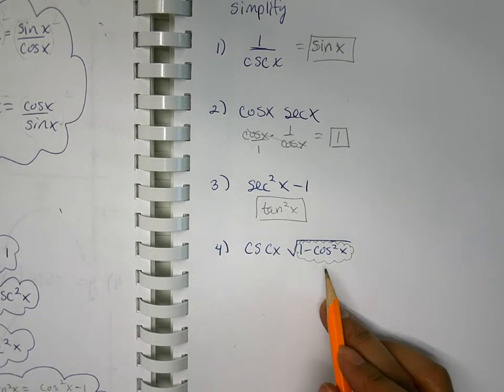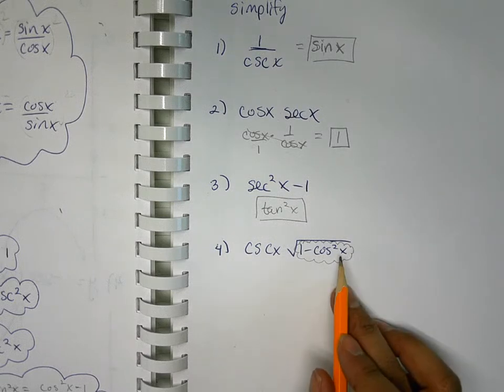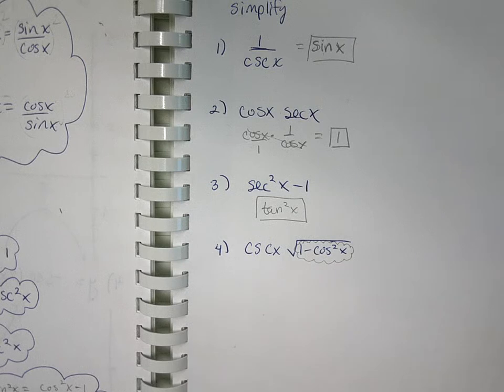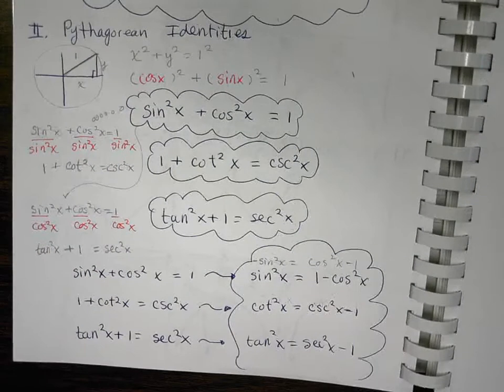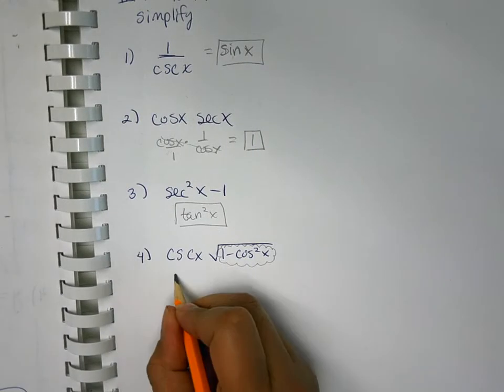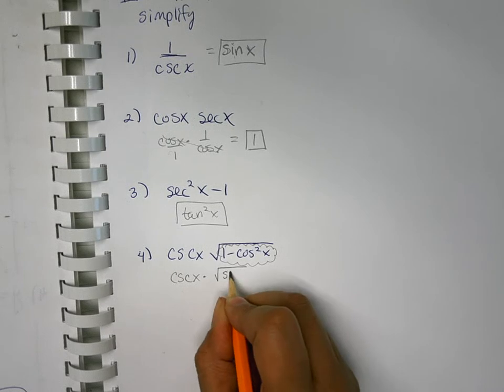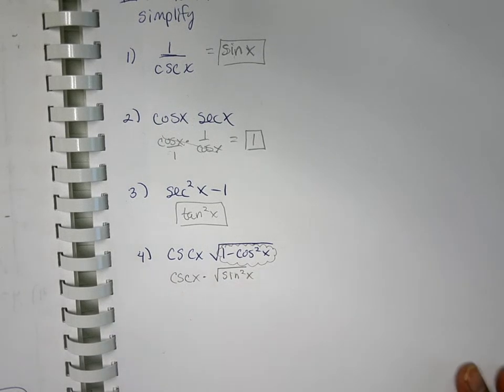Okay, can I square root them individually and say the square root of 1 is 1 and the square root of cosine squared is cosine? No? Do we have anything for 1 minus cosine squared looking here or at your rearrange? Is 1 minus cosine squared sine squared? So cosecant x times the square root of sine squared x, and what's the square root of sine squared?